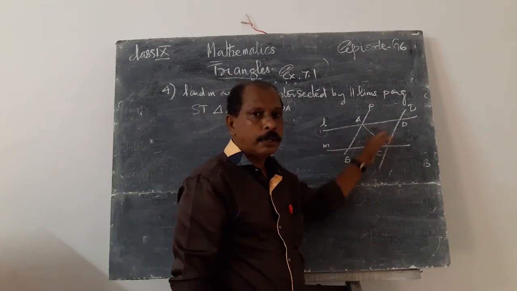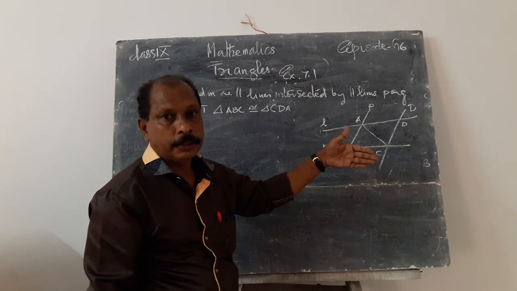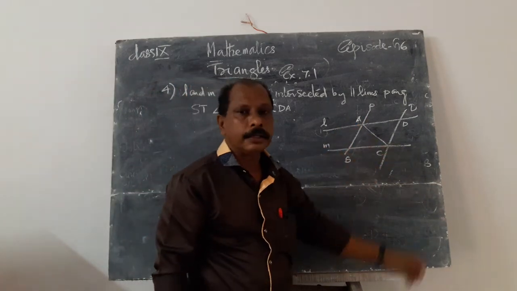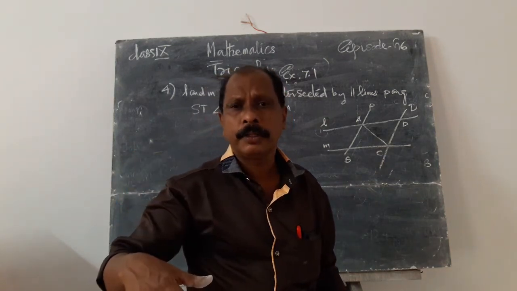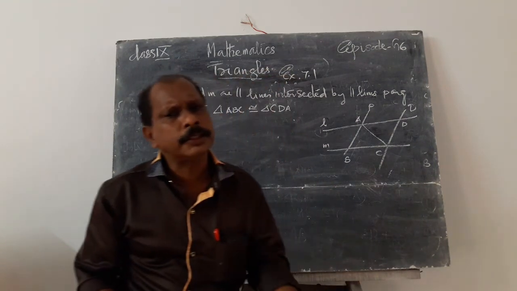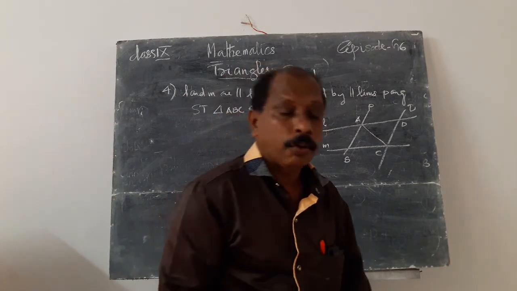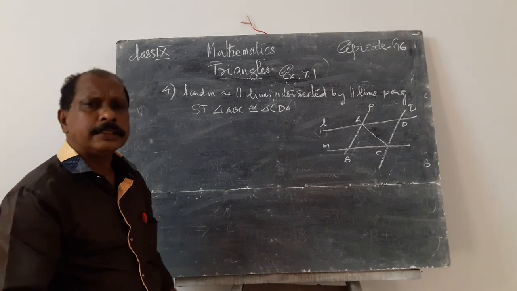Similarly, P and Q are also parallel lines. Therefore, for these four parallel lines, we get a quadrilateral ABCD. What is that? That is a parallelogram. What is a parallelogram? The opposite sides are equal and parallel. That is known for a quadrilateral. Therefore, in this case, ABCD is a parallelogram.